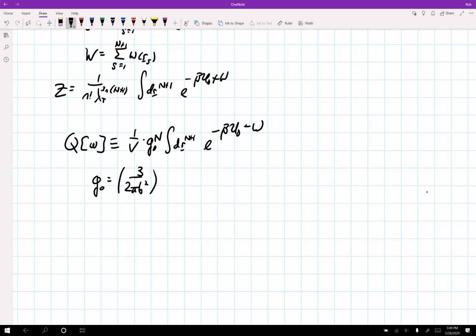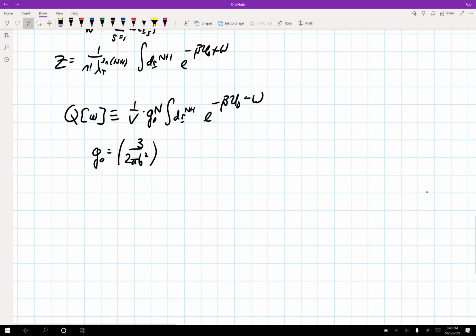With our molecular partition function defined this way, we can rewrite the overall partition function simply as V over N factorial lambda_T^(3(N+1)). Then also in the denominator, we have g0 to the N, because we have one normalization factor for each of the bonds. And then this will be simply multiplied by the configurational integral of this one polymer chain.